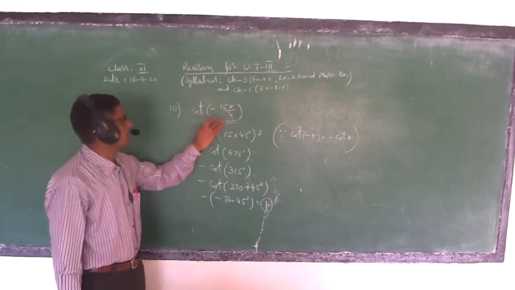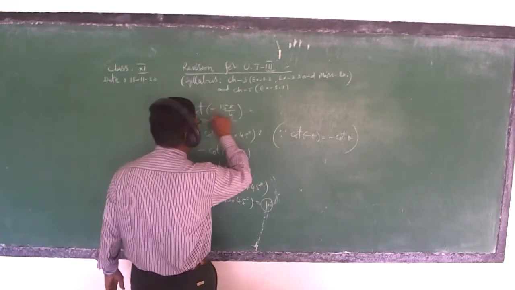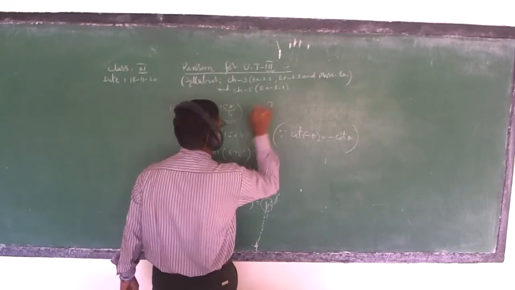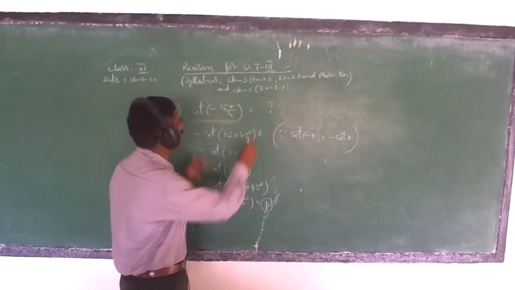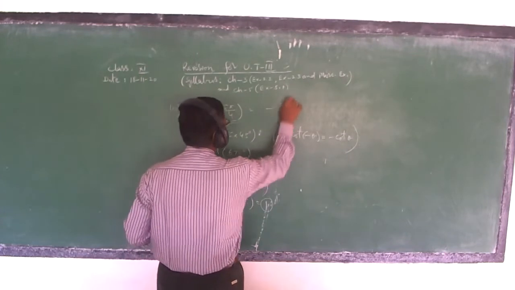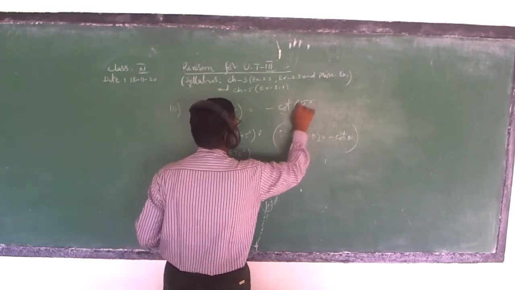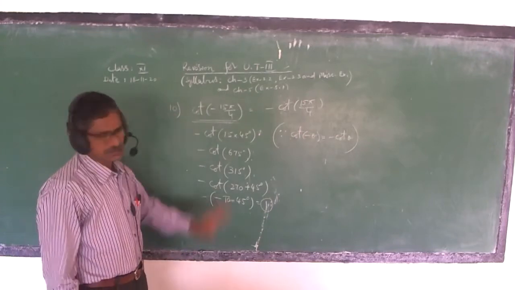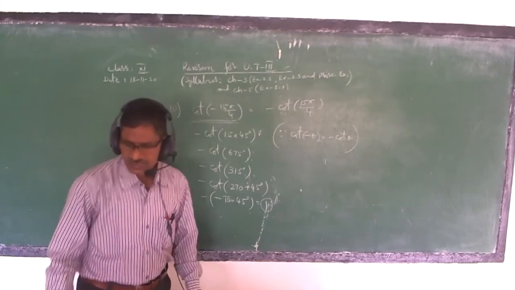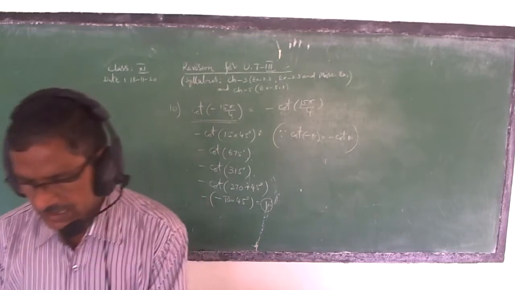Sometimes you may be asked to find cot of minus 15 pi by 4 equal to how much? Cot of minus theta is minus cot theta. So minus cot 15 pi by 4. Only this much is the answer. Right, beta? So this is related to exercise 3.2.